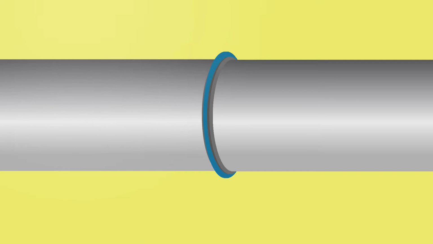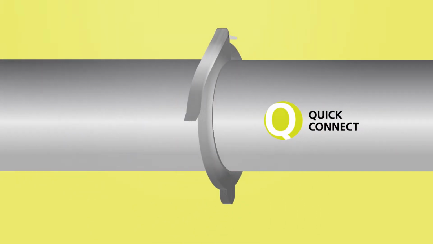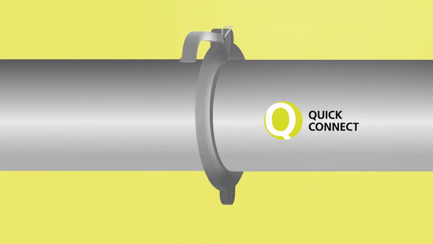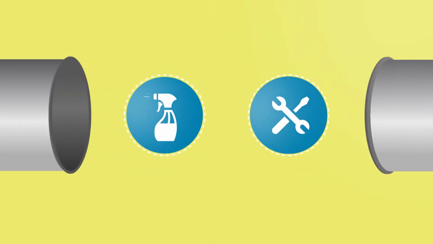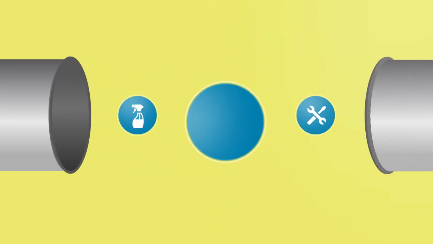Jacob Quick Connect is an even faster solution. One single action is enough to assemble or disassemble the system for cleaning or maintenance. Alternatively, tubing and pressed components are also available with loose or welded flange connections.